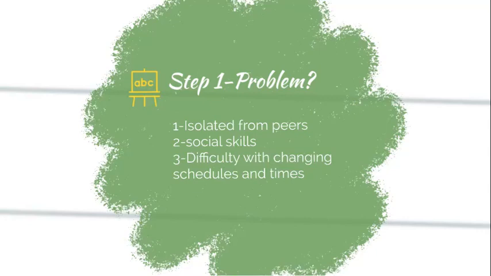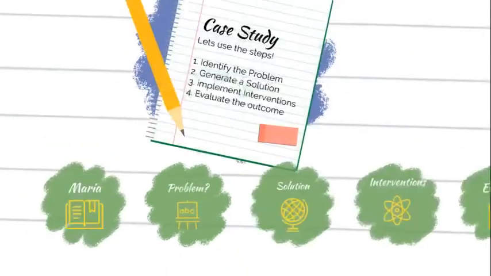What is our problem here? She's isolated from peers. She has poor social skills, and she has difficulty with changing schedules and times.